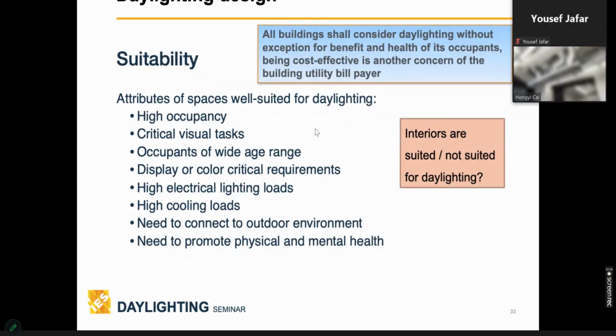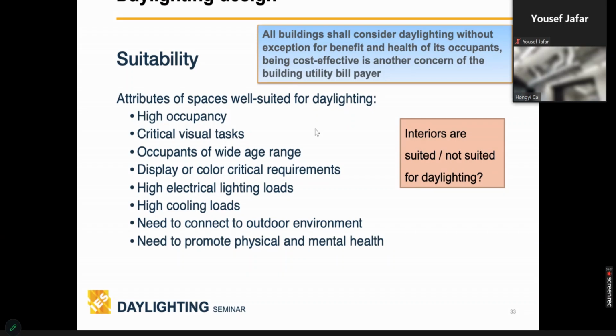Artificial light sources have limitations. Although they are very easy to control, they don't have a full spectrum. Since they're close to you, sometimes you may feel glare, or they may be just too bright for something. Right? High electrical lighting loads.